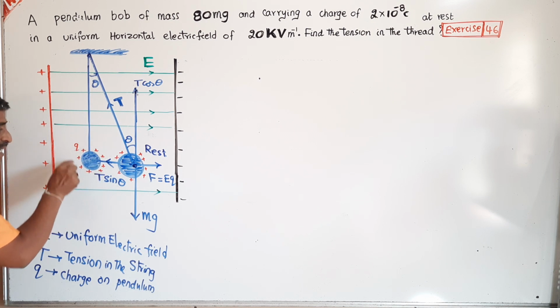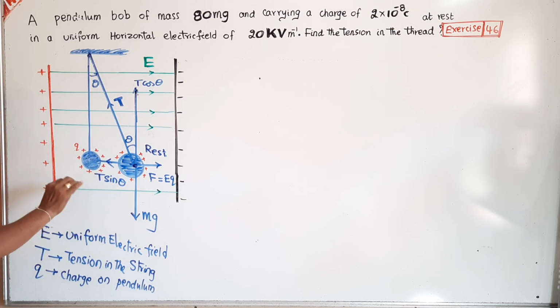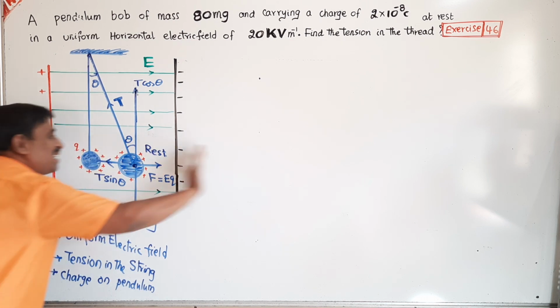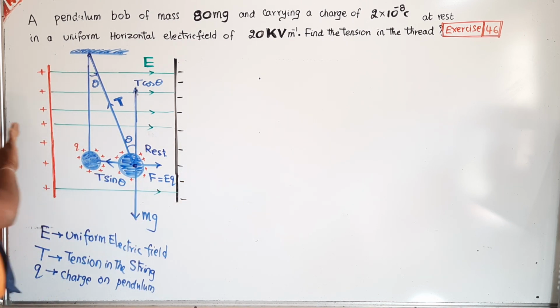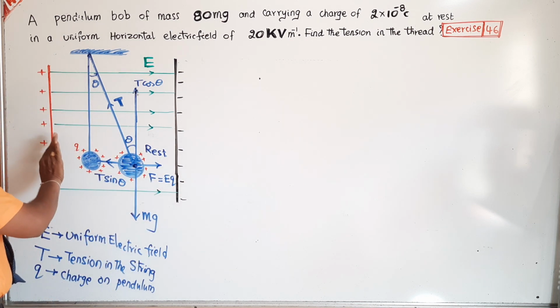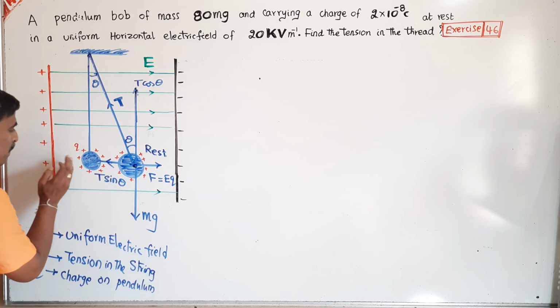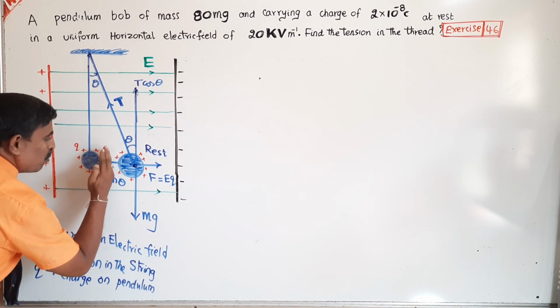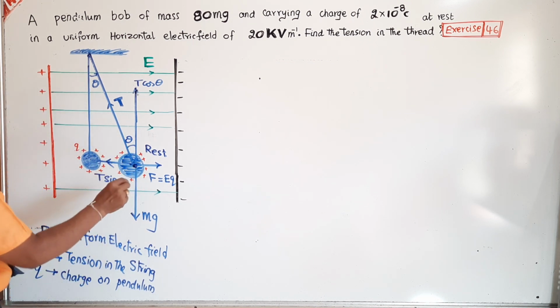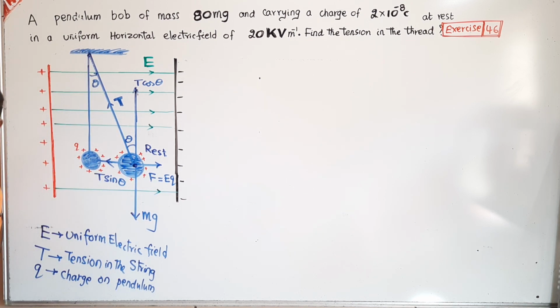Now this charged particle is kept in the uniform electric field. On this charged particle, electric force is acting to the right side. That force F is equal to EQ, acting to the right side. Now, due to repulsion, the simple pendulum moves like this. At this position, the simple pendulum is in the rest position.